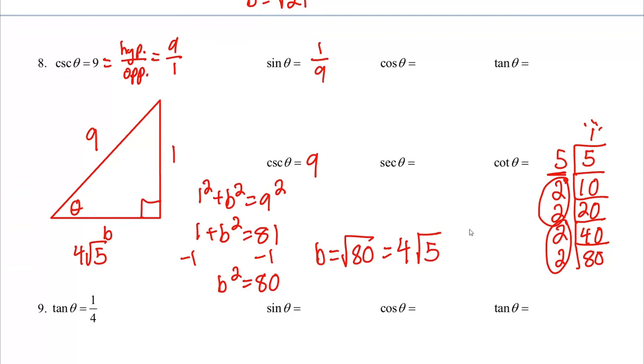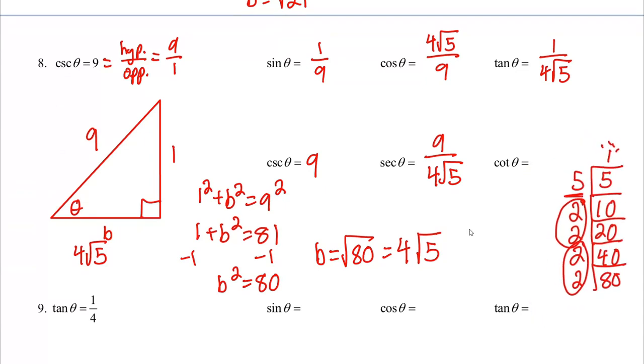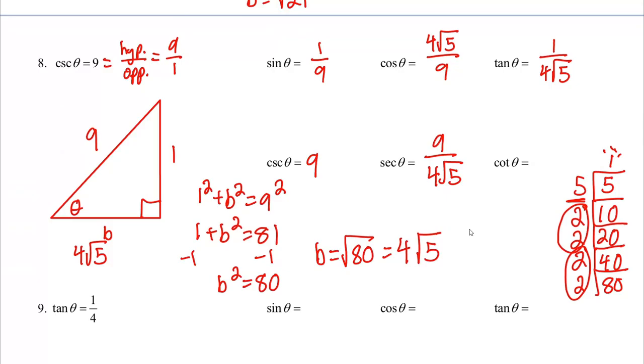Alrighty. So, now we can do the rest. So cosine is going to be what? And then secant would be, very good. Tangent? What about cotangent? Yeah, it'd be 4 square root 5 over 1, but we don't want to write it over 1. We want to just write it as 4 square root 5.